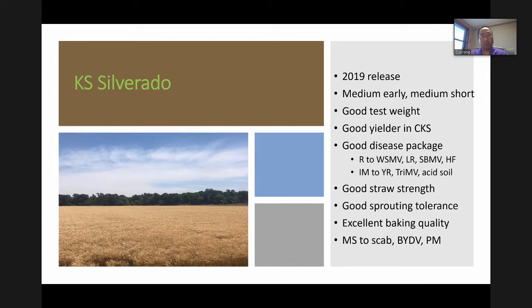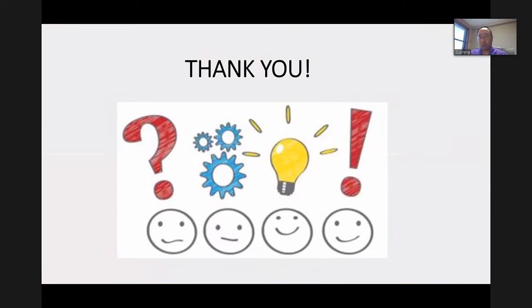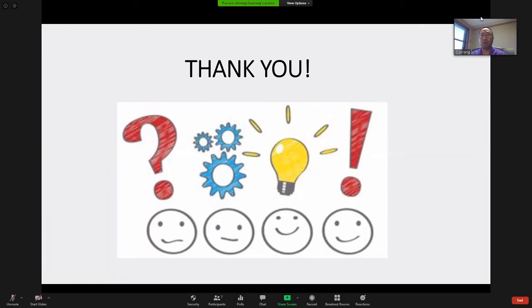So this table lists the yield performance of Silverado over the last 3 years. It's our own data, and it's very impressive. 64 bushels, and about 2.5 bushels more than Joe. So it's also very competitive with the other red varieties in central Kansas. So I think that's my last slide, and I would be happy to take any questions if the viewers have any questions. Very good, Guorong.